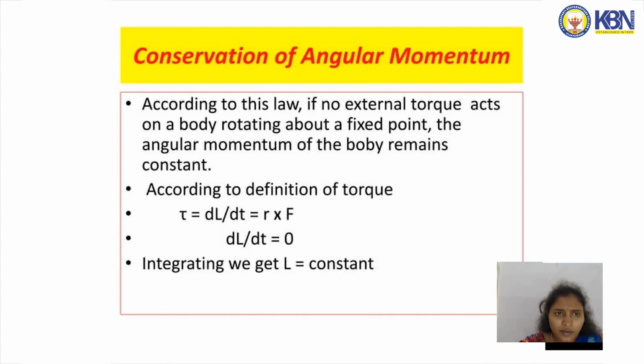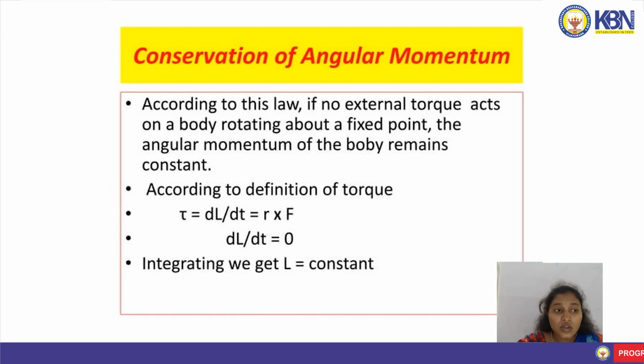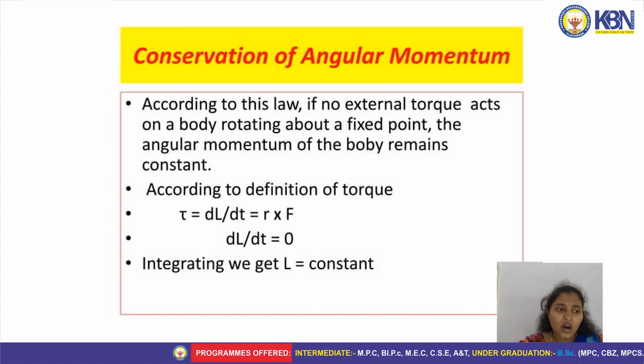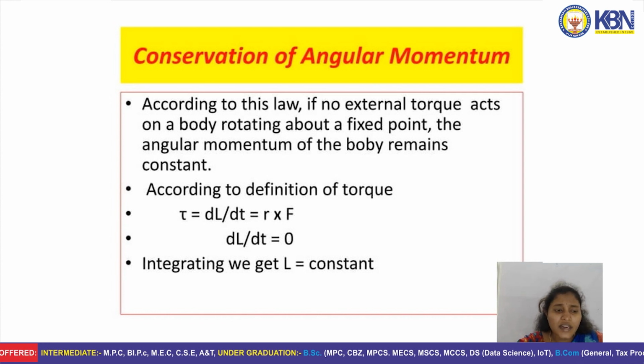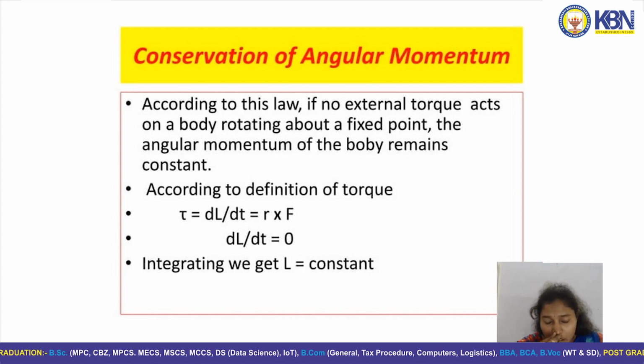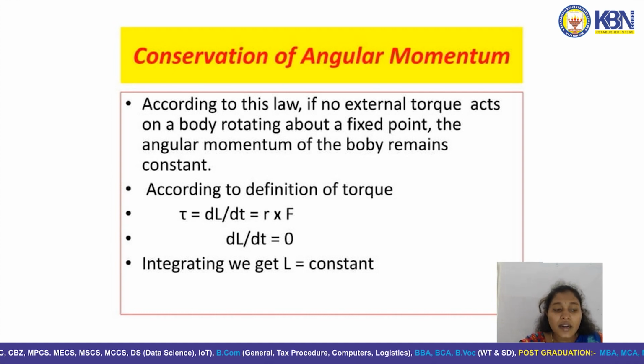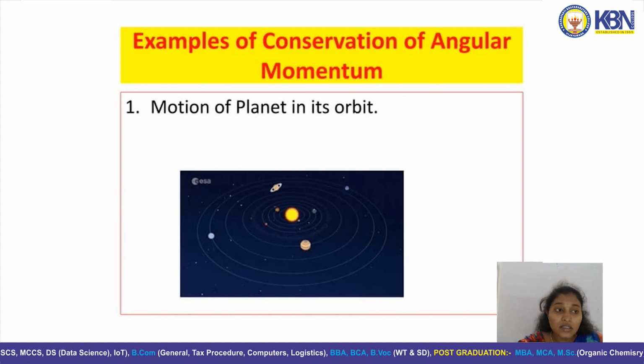We already said that the angular momentum is conserved, so you can see that here. According to this law, if no external torque acts on a body rotating about a fixed point, the angular momentum of the body remains constant. According to the definition of torque, tau is equal to dL by dt, that is nothing but r cross F. So the torque becomes 0, dL by dt equal to 0. By integrating we will get L equal to constant, because in the above step dL by dt equals 0. So after integrating dL by dt it will become a constant.